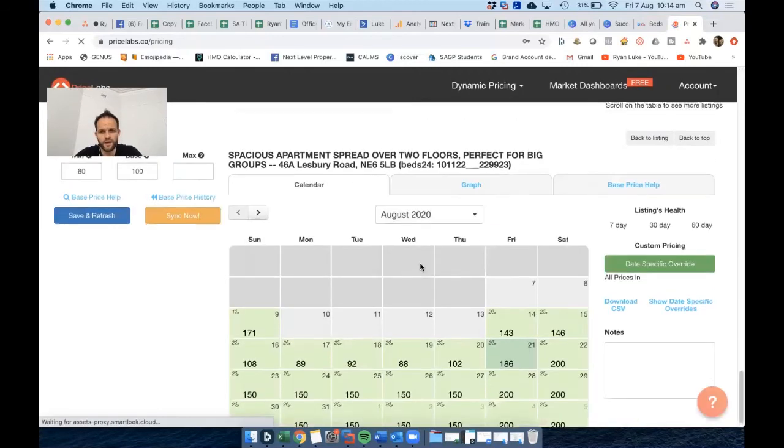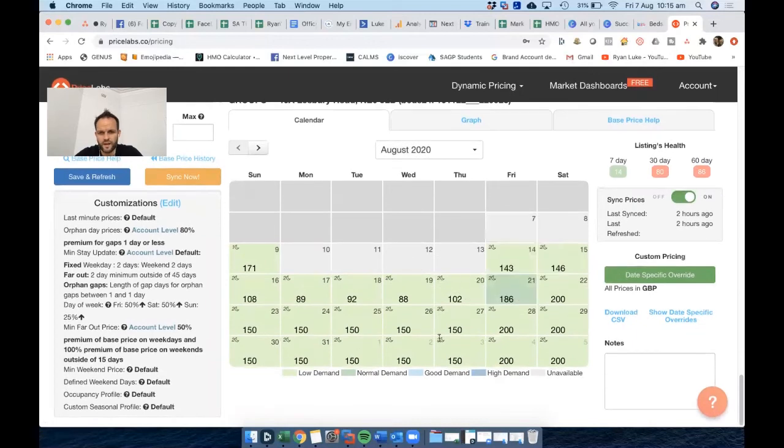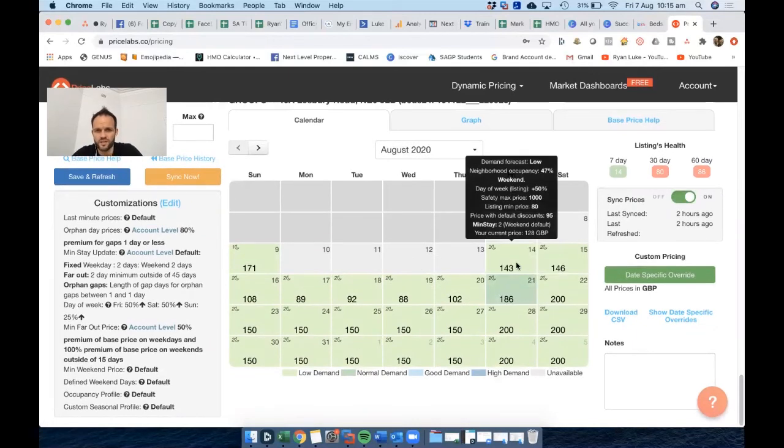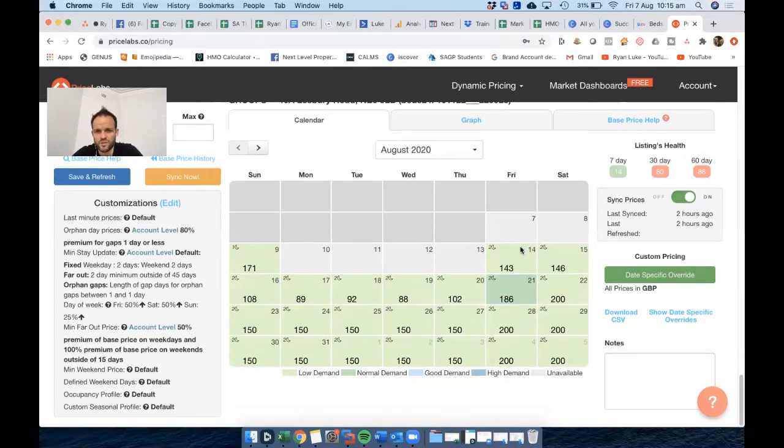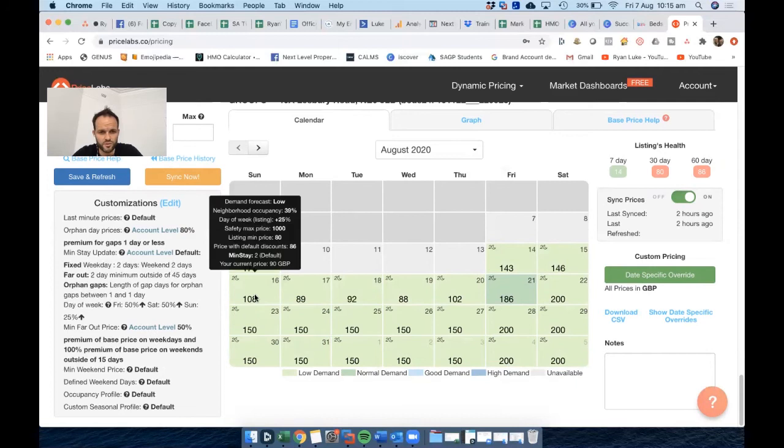So it automatically searches the data, and you can see here it tells you your demand forecast for this weekend is low, neighborhood occupancy 47%, but I'm not too concerned. Whilst this looks pretty empty, I'm not too concerned, because Sunday nights for us, which is here, we're seeing all these contractor bookings coming in, and that's happened for probably the last 2 months now. These bookings come in and come in and come in, and that's just the way it's working now.